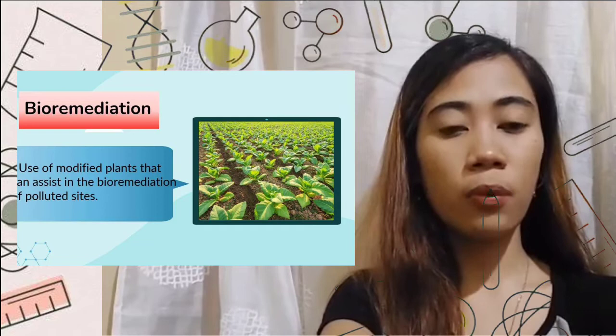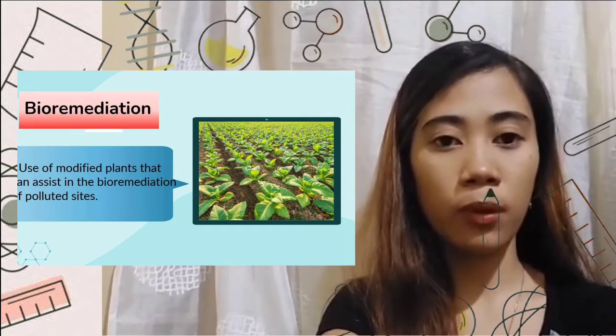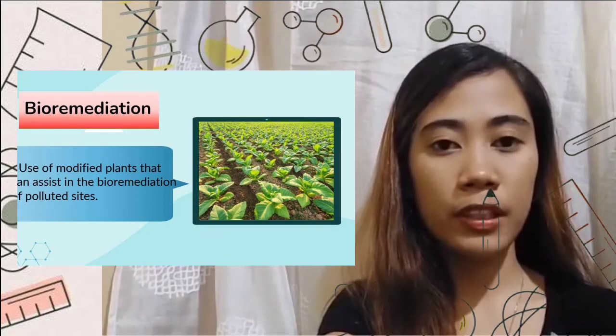The fourth is bioremediation. Uses of modified plants that can assist in the bioremediation of polluted sites. An example is shrub tobacco. Nicotiana glauca or shrub tobacco, genetically modified with phytochelatin, is used for bioremediation. It shows high level accumulation of zinc, lead, cadmium, nickel, and boron and produces high biomass.